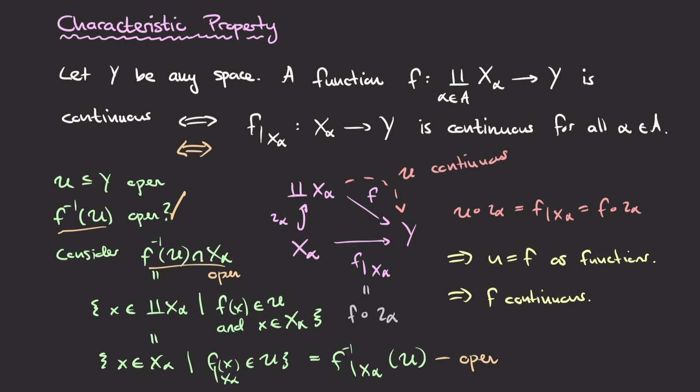To reemphasize, this property is useful because we can characterize the continuity of functions out of the disjoint union by simply looking at their restrictions to each of the component spaces. And conversely, given some component functions going from each of the component spaces to Y that are continuous, we can assemble them into a continuous map that goes out of the disjoint union.